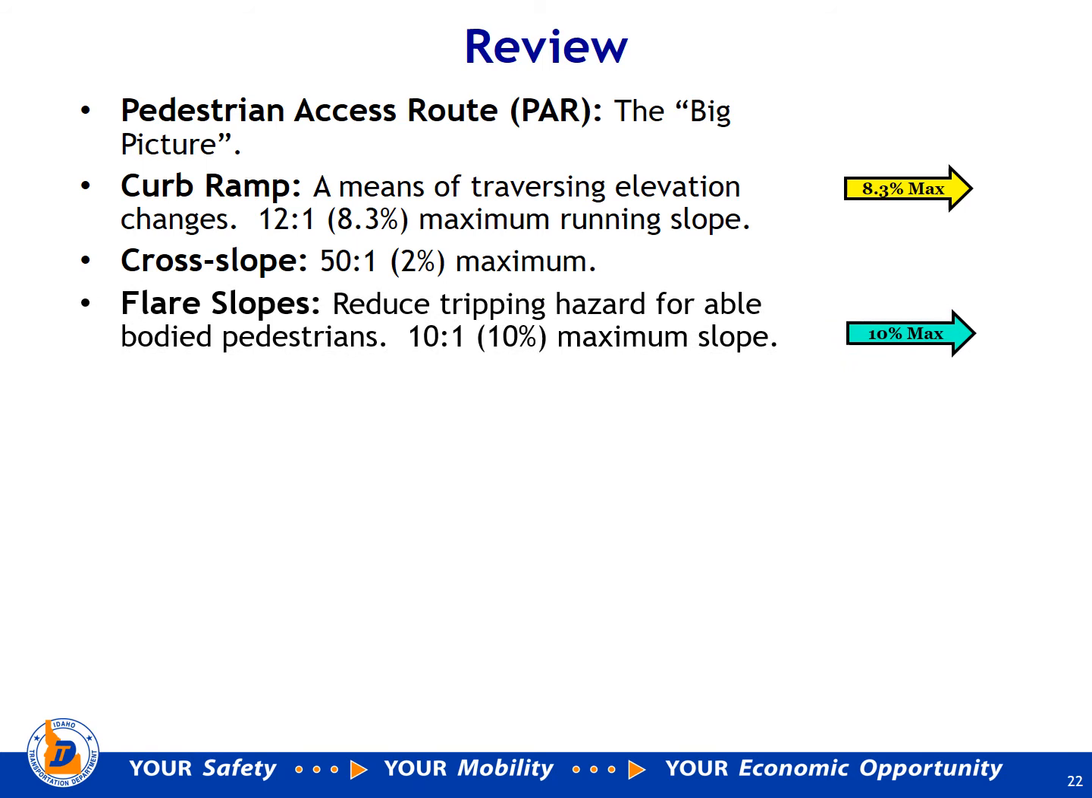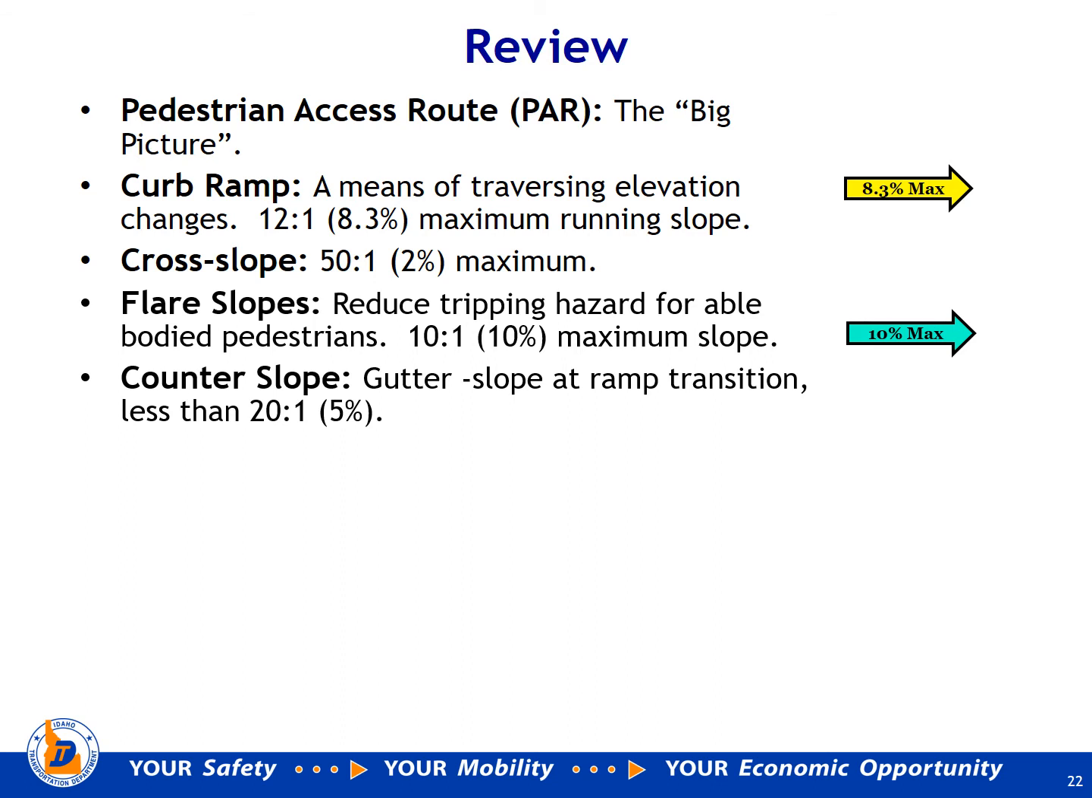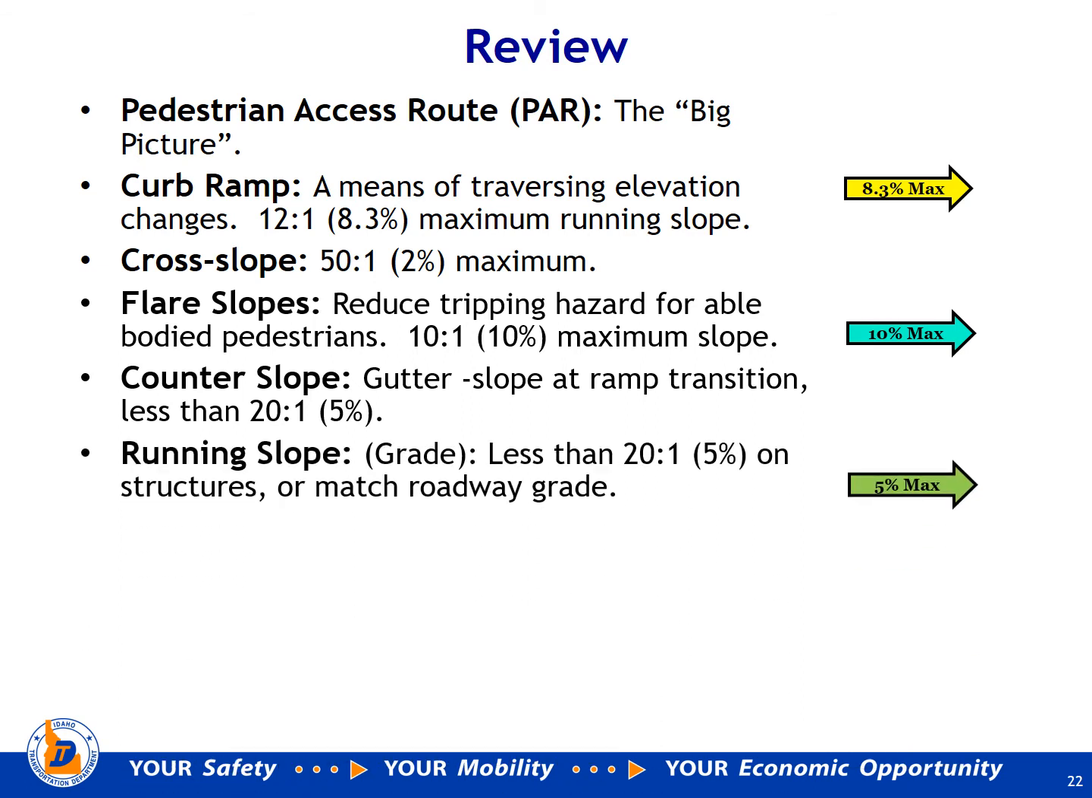Flare slopes, these reduce any tripping hazard for able-bodied pedestrians. Their maximum slope is 10:1, or 10%. Counter slopes, which is the slope at the bottom of the ramp coming out of the gutter, that slope at the ramp transition is less than 20:1, or 5%. The running slope, or the grade, less than 20:1, or 5% on structures, or match the roadway grade.